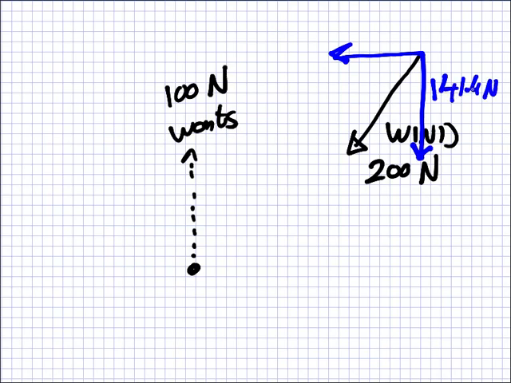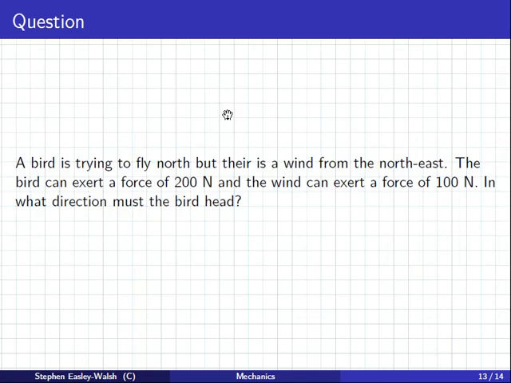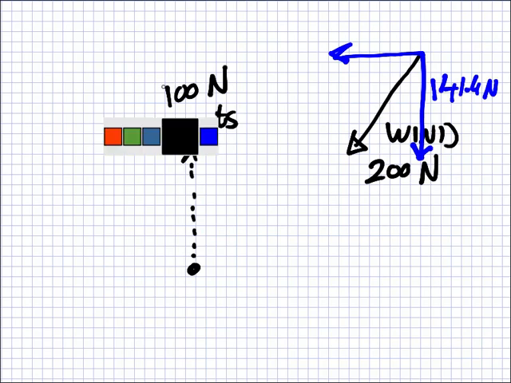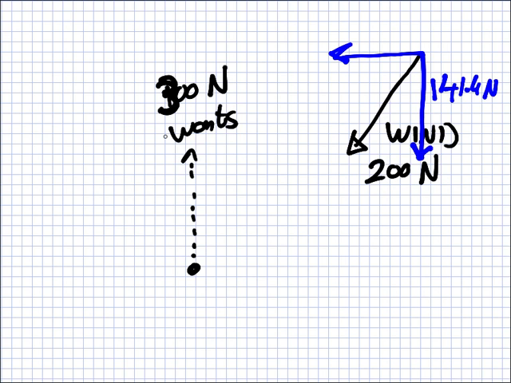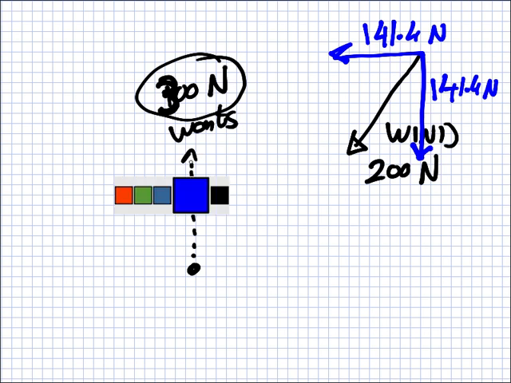141.4. Oh, okay. The bird is too weak. I need to make it stronger. We'll make it be able to fly at 300 newtons. That's better. Okay. And the other direction? 141.4. 141.4 newtons. And the bird can fly at 300. Now the bird should not put the 300 in the north. How much should the bird put this way?